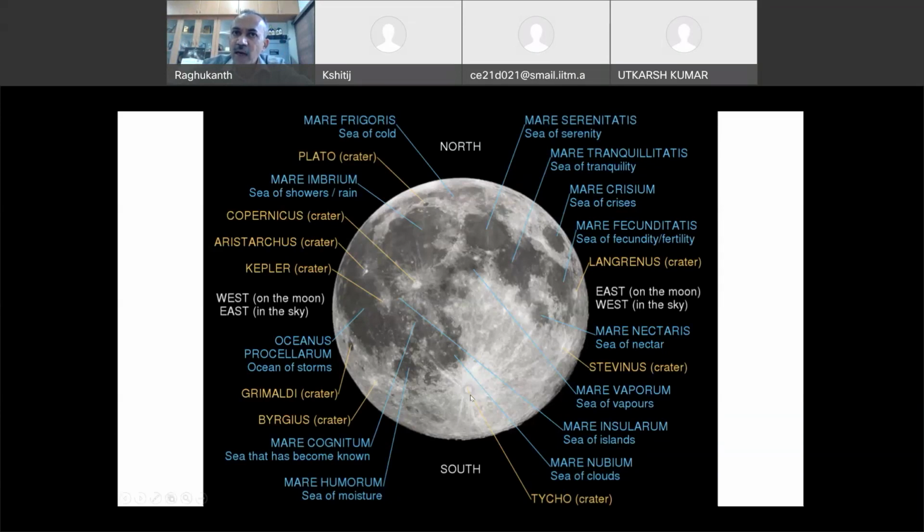That white color lines, can you see? Even Copernicus also has some type of radial lines, but they are not as bright as Tycho crater. You can see right near the Tycho crater, full white color. So many radial lines are there from this crater. Can all of you see?